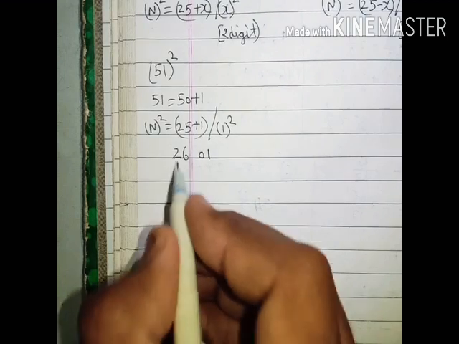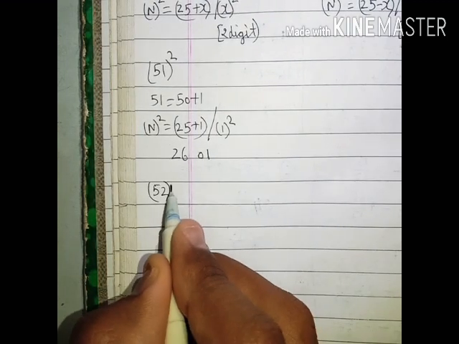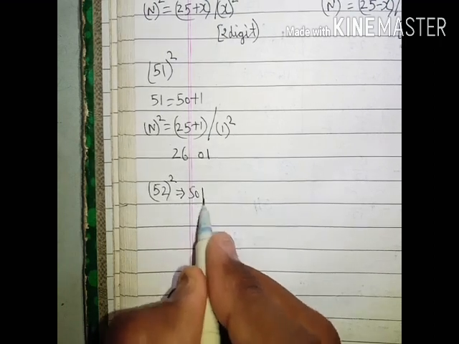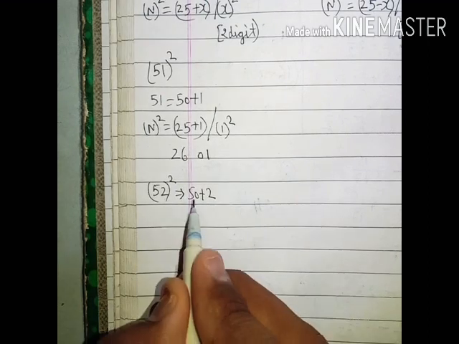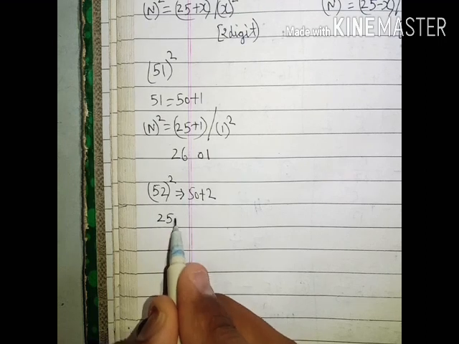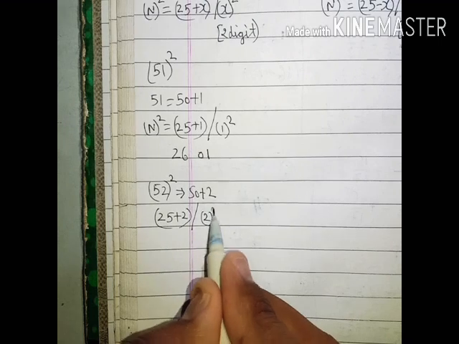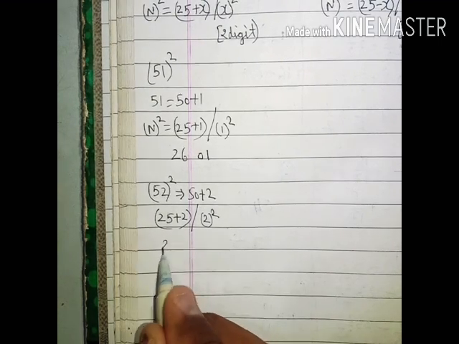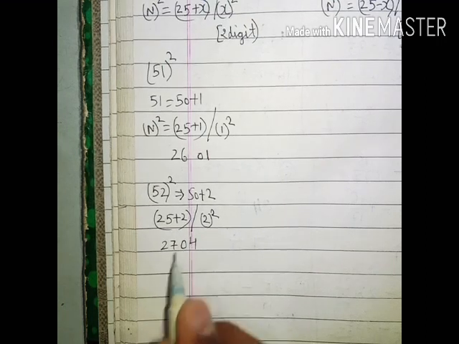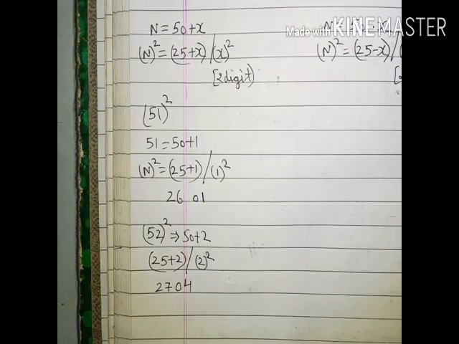Now again take one more example. If we have to find the square of 52, we can write it as 50 plus 2. Now to find the square of 52, we write 25 plus 2, and on the other side the square of 2. 25 plus 2 becomes 27, and the square of 2 is 4. We will write 0 before it, because the compulsory condition is that two digits must be there.